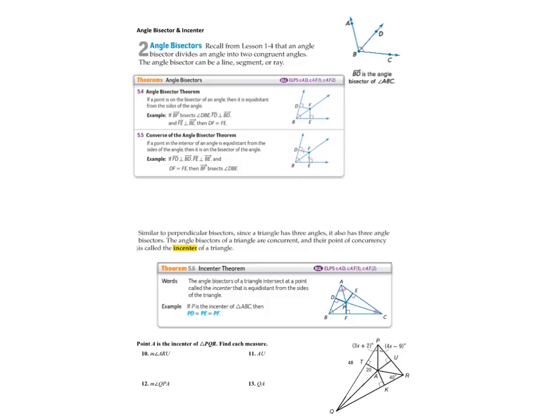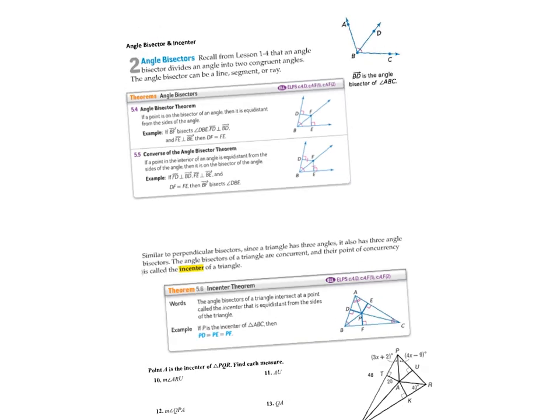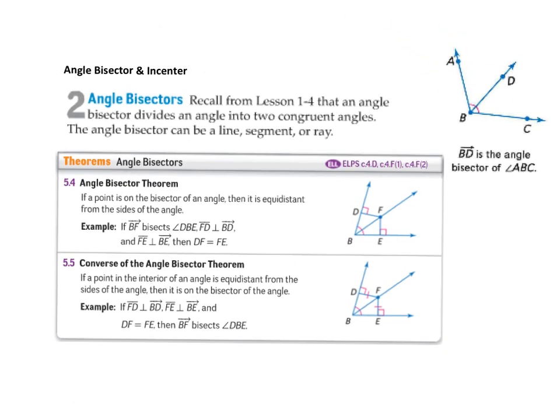With regard to angle bisectors, we're going to have the same sort of idea here, except this time with angles. So angle bisectors were last talked about in lesson 1.4, back in unit 1. Angle bisectors divide an angle into two congruent angles. Angle bisectors can be a line, a segment, or a ray, such that given the angle ABC, BD is the bisector of the angle, making ABD and DBC congruent angles to each other.